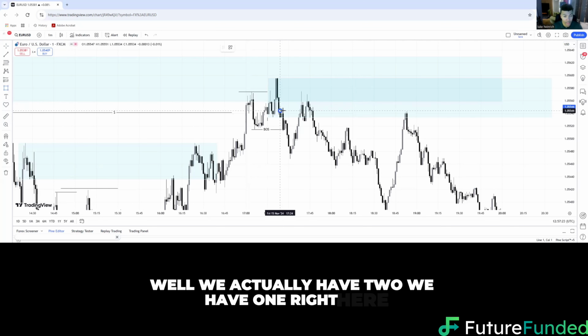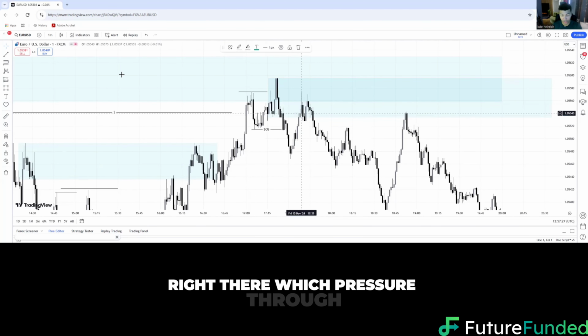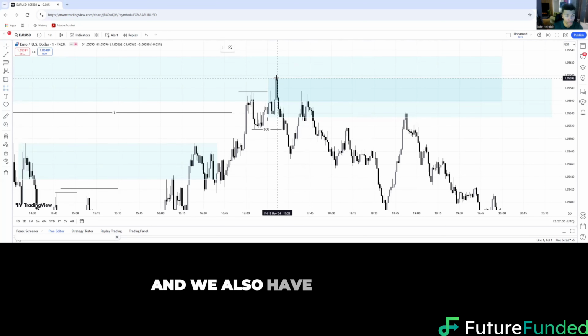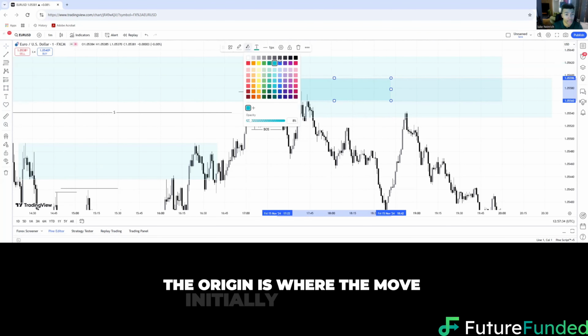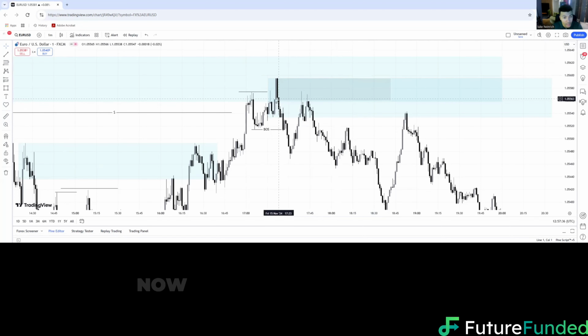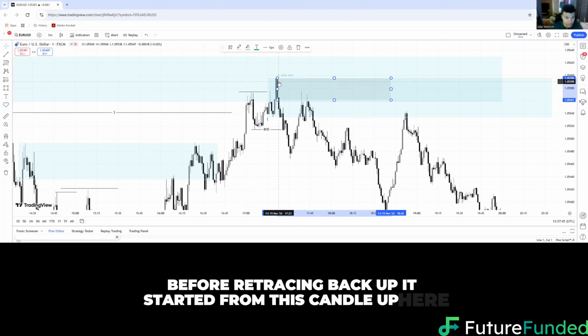We have one right here, right there, which price went through, and we also have the origin, or what I like to call the origin. The origin is where the move initially started. Okay, now if you focus on this entirety of the move that ended up coming down to here before retracing back up, it started from this candle up here.